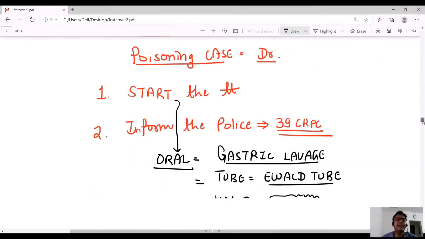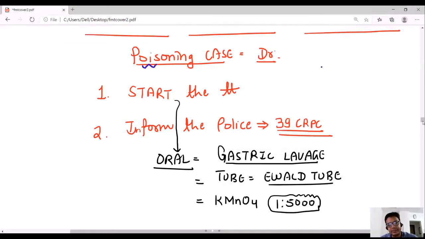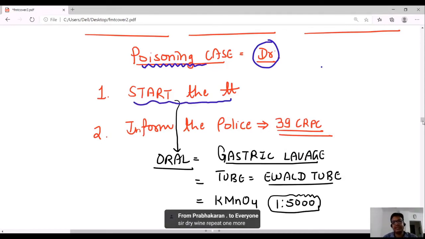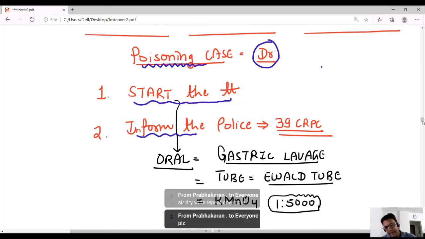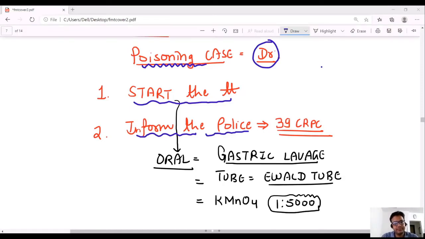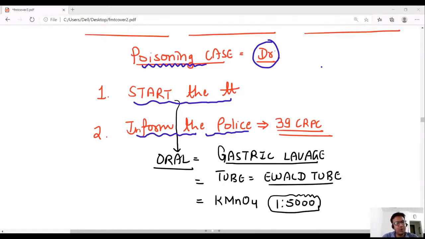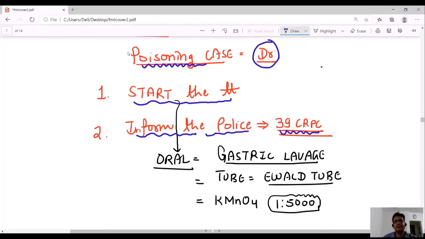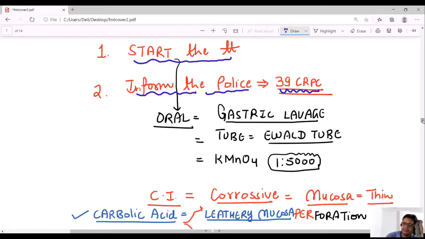Let's move ahead, sir. If any poisoning case comes to a doctor, the first duty of a doctor is to start the treatment. Second duty of a doctor is to inform the police. Dry wine is chloral hydrate, Mickey Finn, and knockout drops. Information to the police is 39 CRPC.